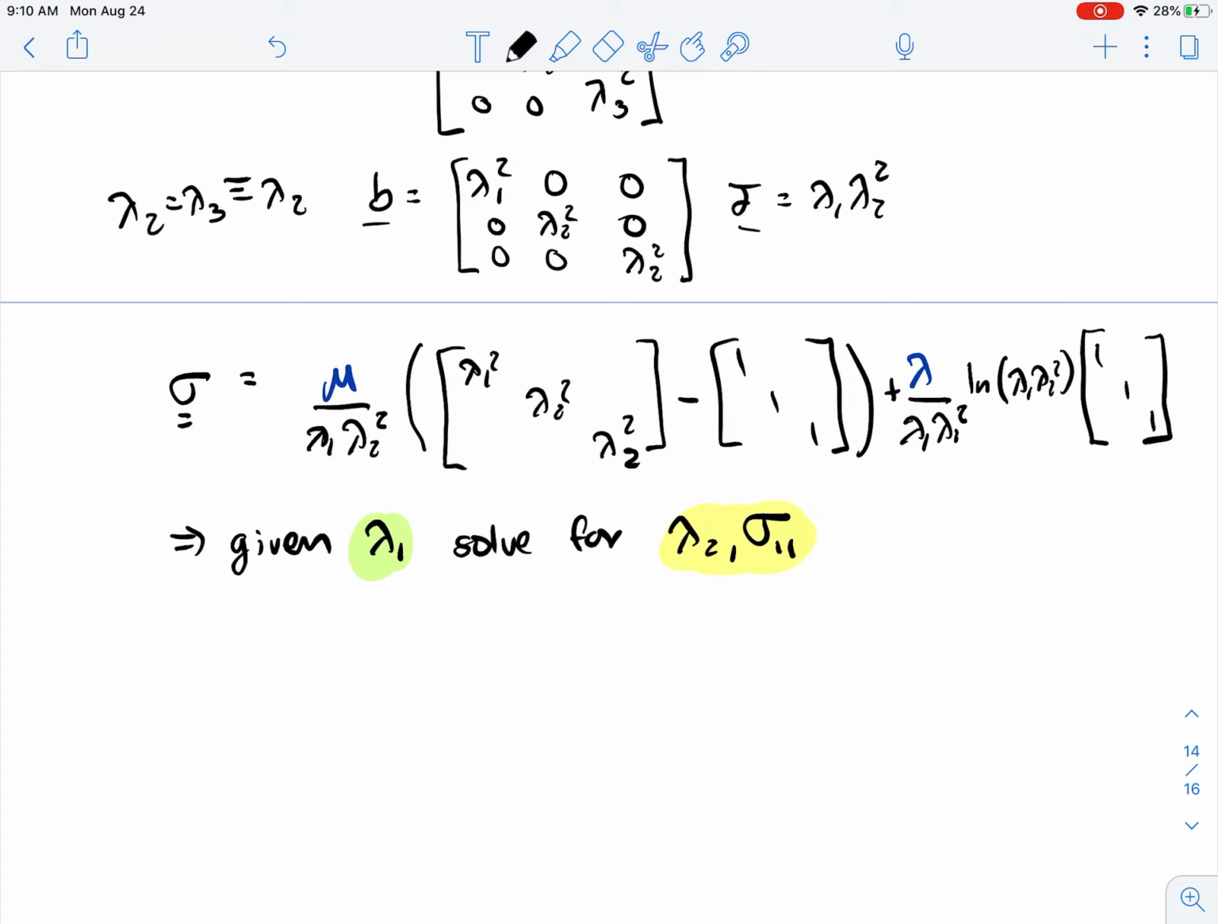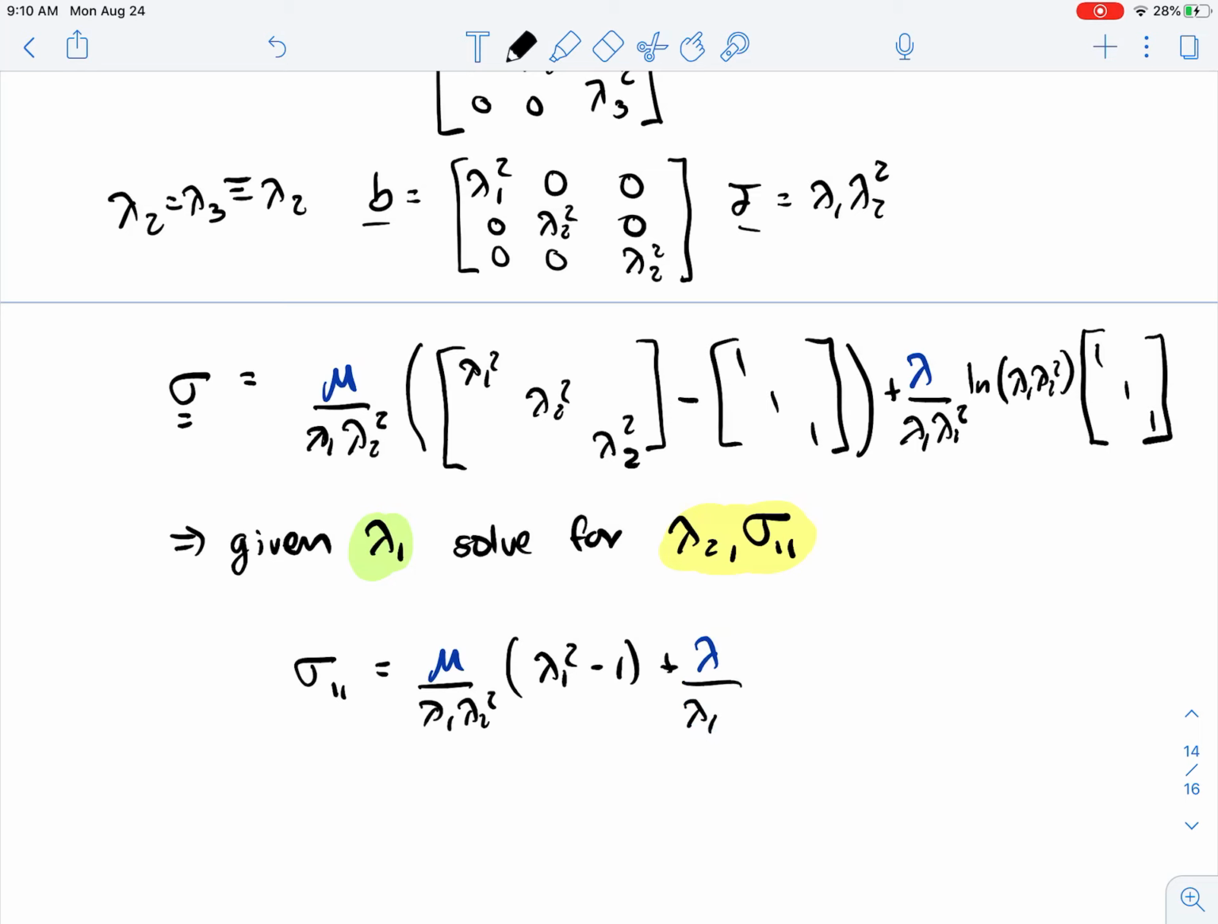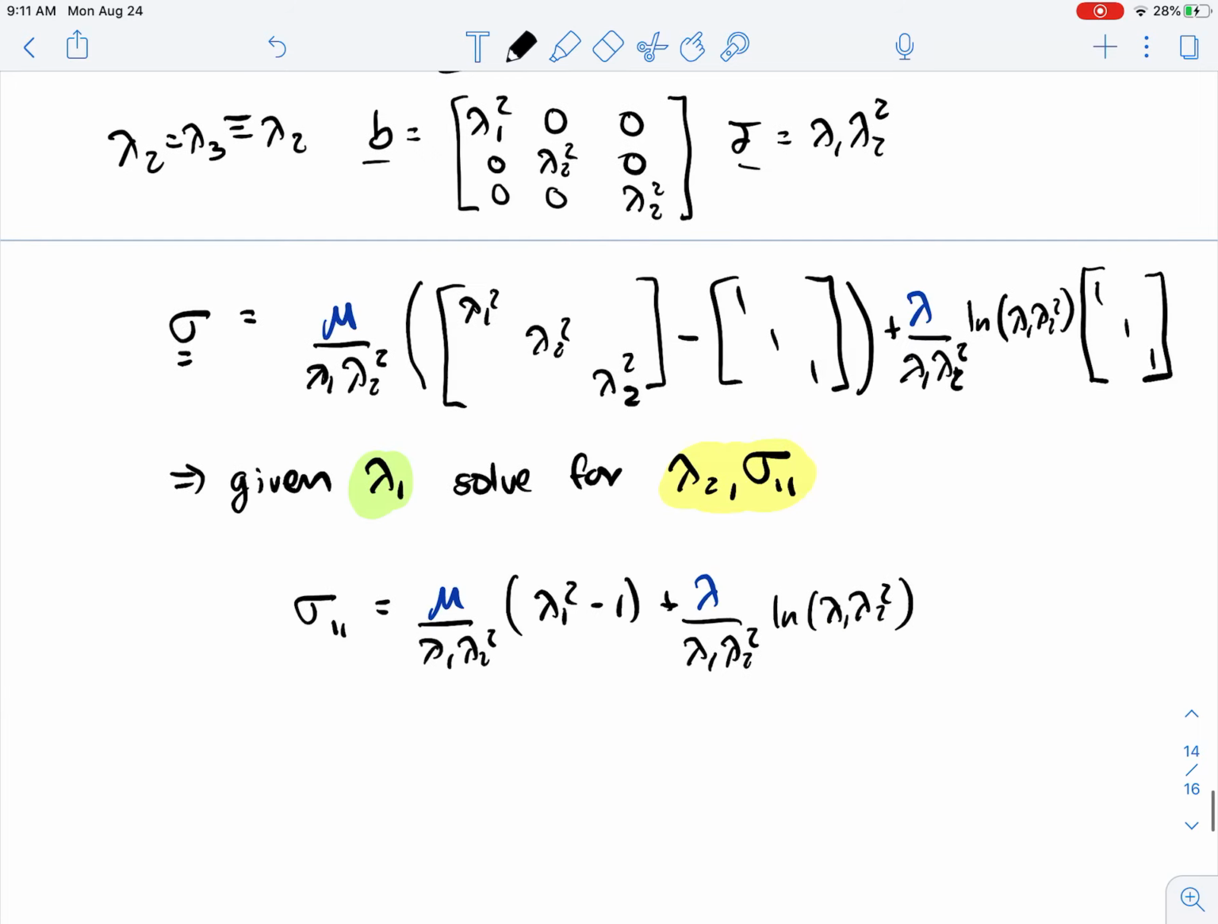I still get a system of equations. So sigma 1, 1 is mu over lambda 1, lambda 2 square times lambda 1 square minus 1 plus, let me also redo this, lambda over lambda 1, lambda 2 square, logarithm lambda 1, lambda 2 square. So that's one equation.